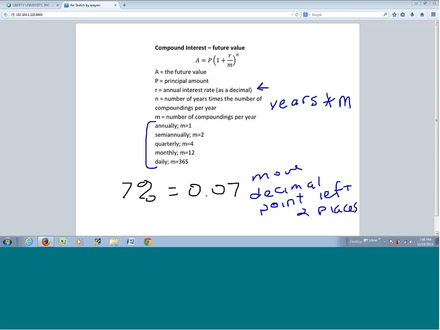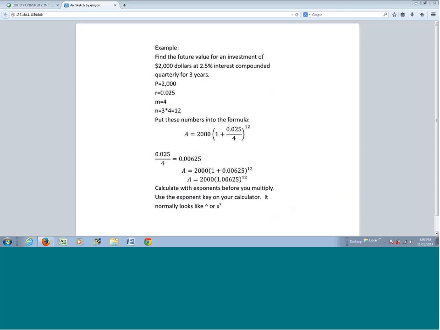Okay, so we're going to do an example. This example says find the future value for an investment of $2,000 at 2.5% interest compounded quarterly for 3 years. So my P, which is the amount of money you start with, is $2,000. The R is 0.025 because we had to take our 2.5% and move the decimal point to the left 2 places to get our number for R. Now M is 4 because it's quarterly.